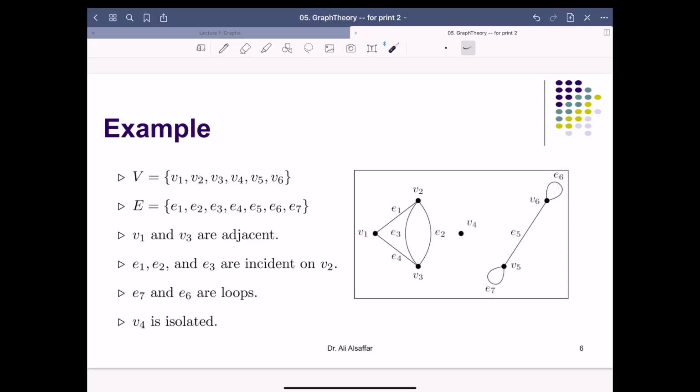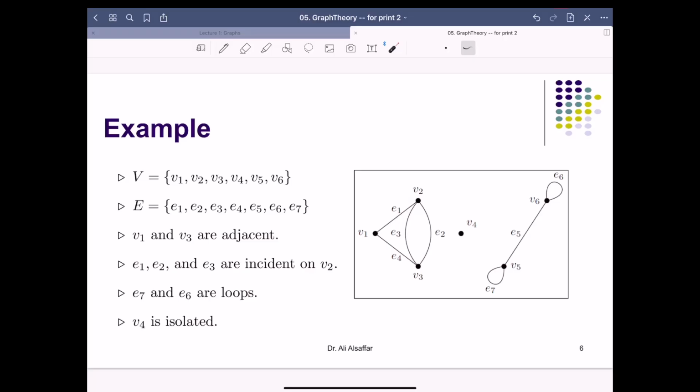This is a typical example of a graph. By the way, these are not 3 different graphs because it is drawn as 3 components, but in fact it is one graph. It consists of a set of vertices and a set of edges. So these are the vertices, and the edges are these that are connecting the vertices.